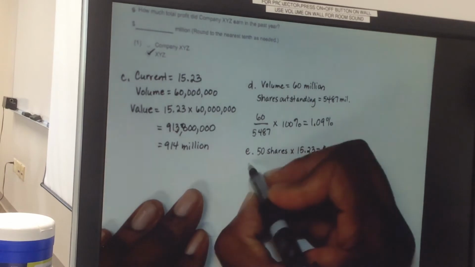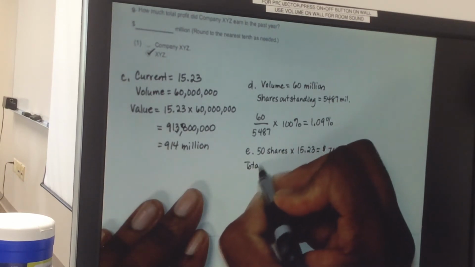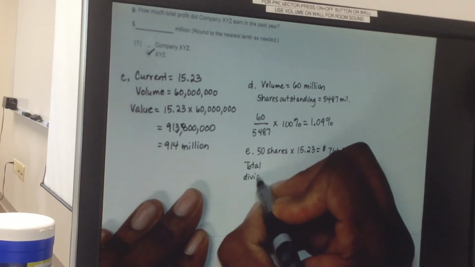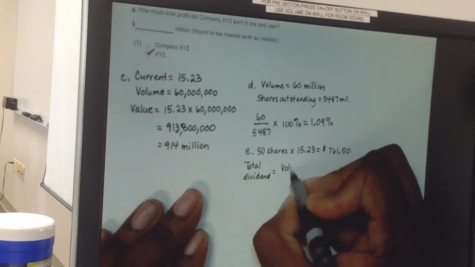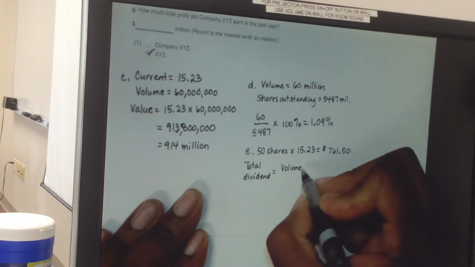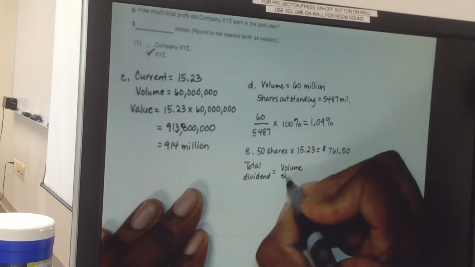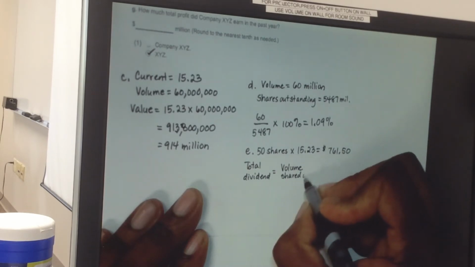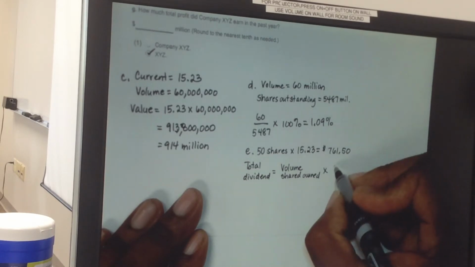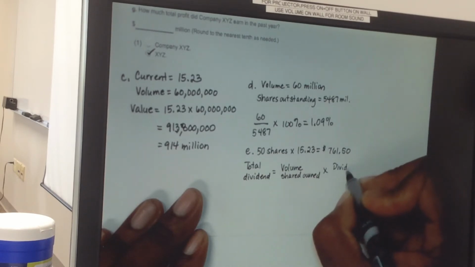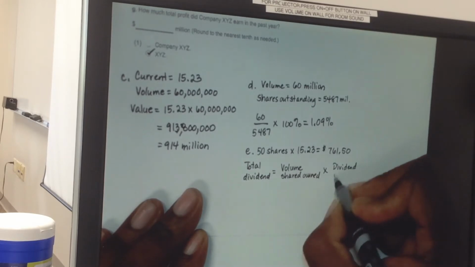Now your total dividend is going to be the volume of shares owned multiplied by the dividend yield.